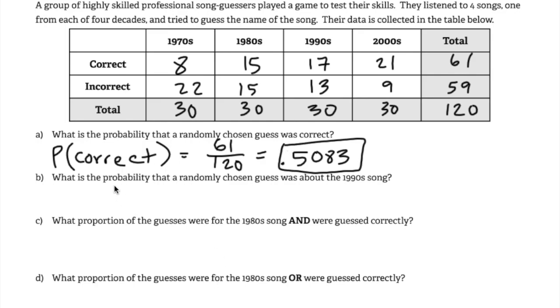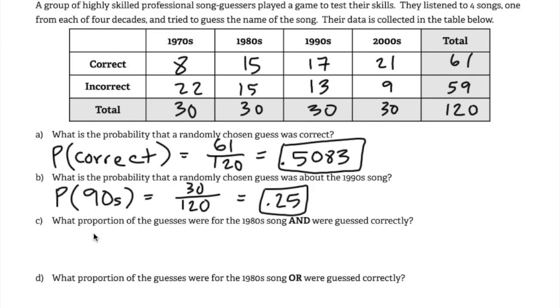Part B asks what is the probability that a randomly chosen guess was about the 90s song. So P(90s). So again, just overall, we have 30 guesses about the 90s song out of 120 guesses total, so 0.25.